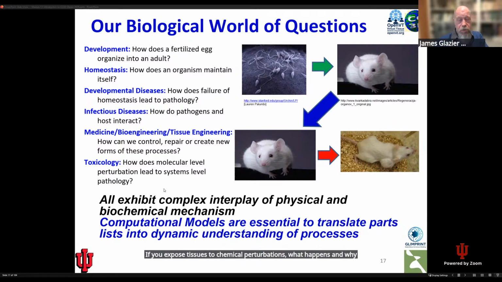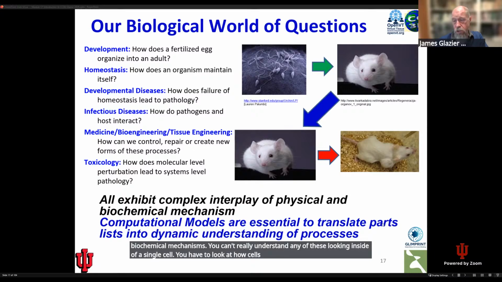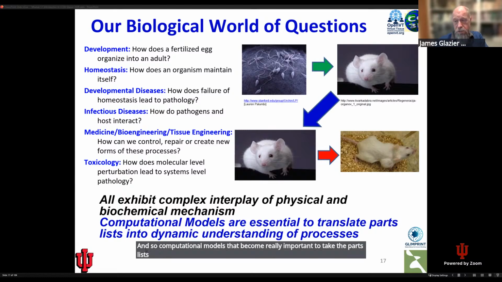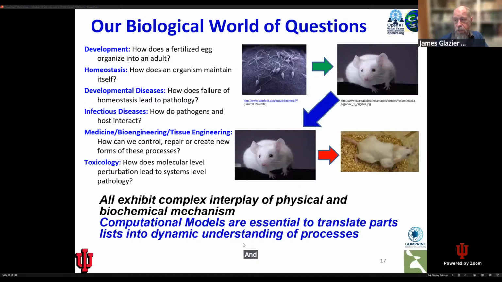You could think of toxicology and drug discovery in a sense as the same thing. Any chemical you introduce to an organism is going to have an effect. If it's a positive effect, you call it a drug. If it's a negative effect, you call it a toxin. All of these exhibit complex interplays of physical and biochemical mechanisms. You can't really understand any of these looking inside a single cell. You have to look at how cells interact with each other. And so computational models become really important to take the parts lists that contemporary biology gives us and turn them into a dynamic understanding of how things work.